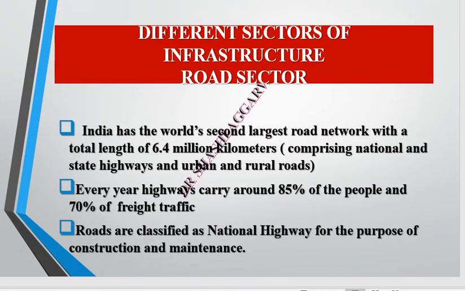Road sector. India has the world's second largest road network with a total length of 6.4 million kilometers, comprising national and state highways, urban and rural routes. Every year, highways carry around 85% of the people and 70% of the freight traffic. Roads are classified as national highway and state highway for the purpose of construction and maintenance.